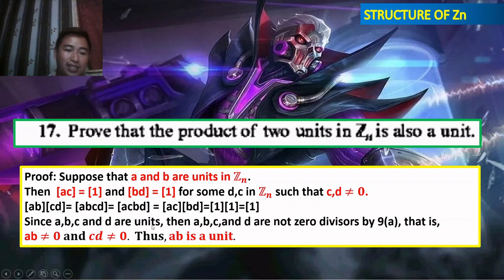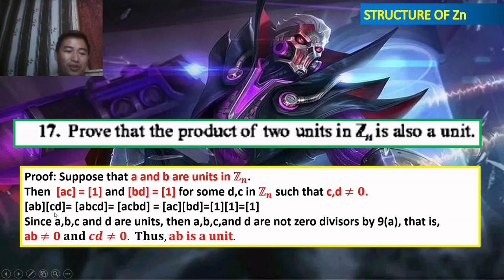Now, since A, B, C, D are units, if A and B are units, it means their partners C and D are units too. So A, B, C and D are not zero divisors by 9A. We use this 9A: if you are a unit, you are not a zero divisor. The two are different. You cannot be a unit and a zero divisor. If you are a zero divisor, you cannot be a unit, because multiplying by anything gives 0, never 1.